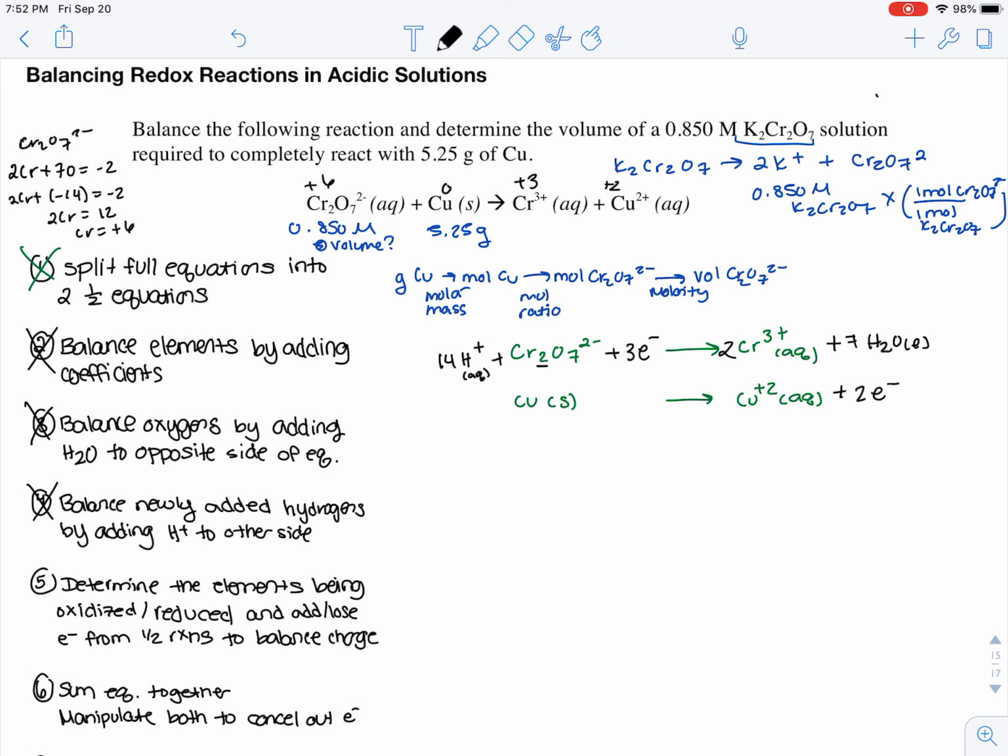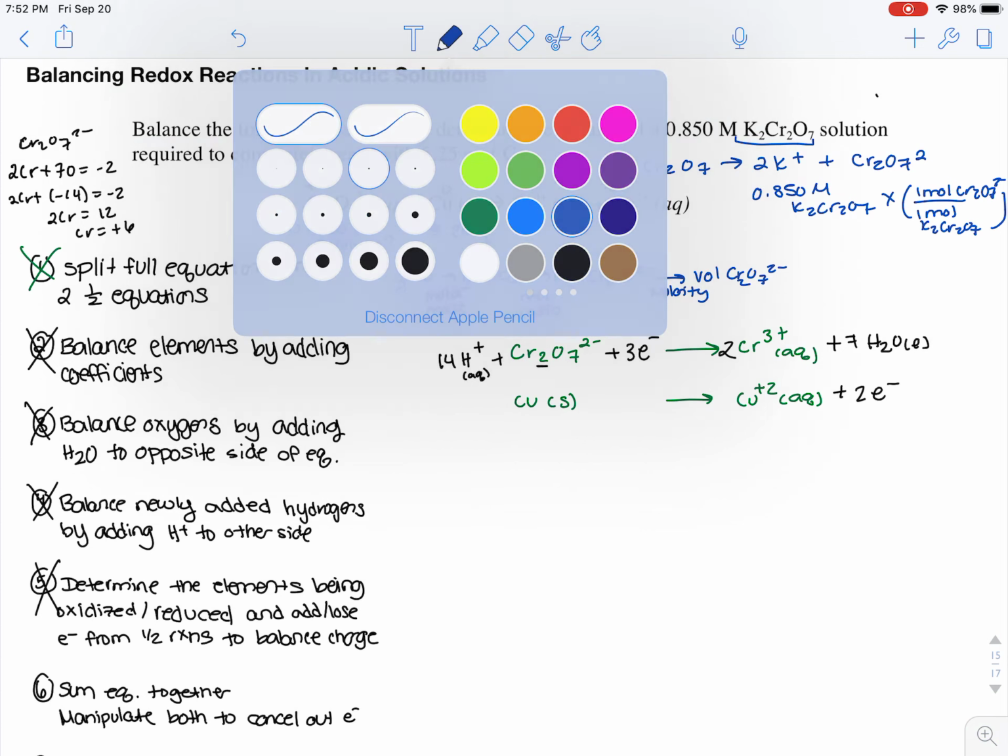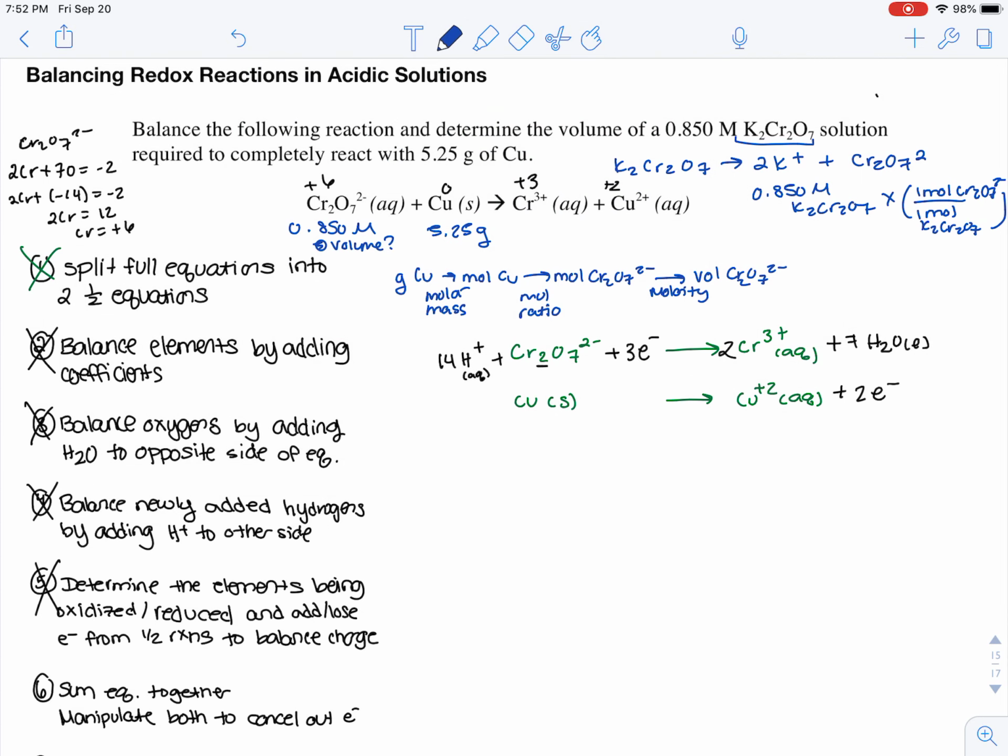Perfect. Determine the elements being oxidized and reduced. So we did that. Now sum the equations together, manipulating both to cancel out the electrons. Well, in order to get rid of these electrons, I'm going to want to make them the same number. So I'm going to multiply the top by 2 and the bottom by 3. And then I'm going to write my new equations.